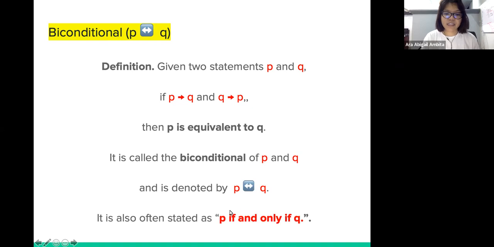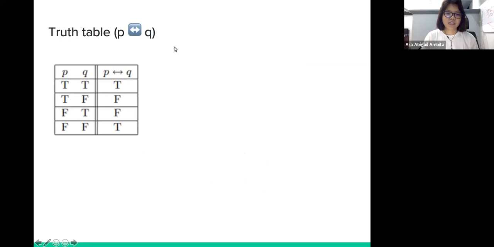It is often stated as P if and only if Q. So you take note of this clause, if and only if. So this is the truth table for the biconditional. The biconditional will only be true if both P and Q have the same truth values.